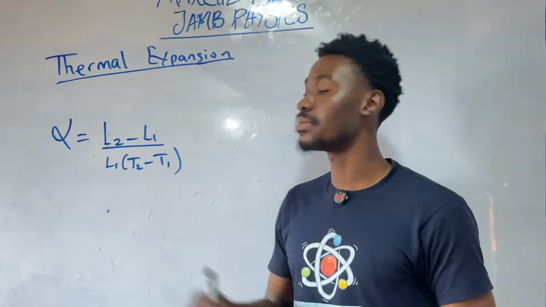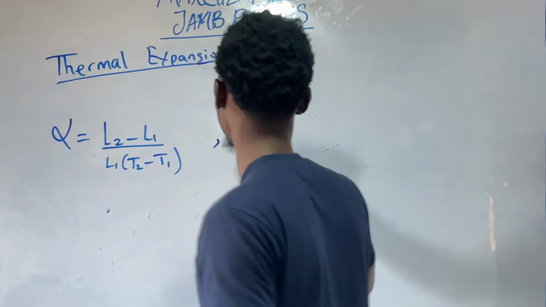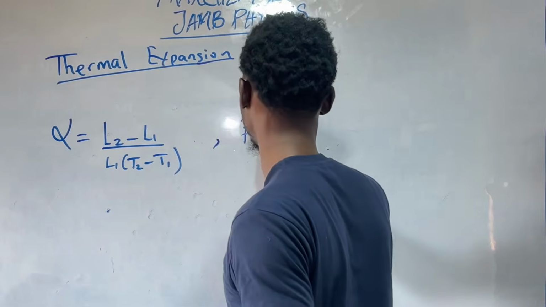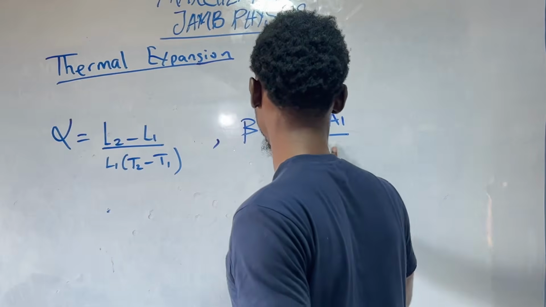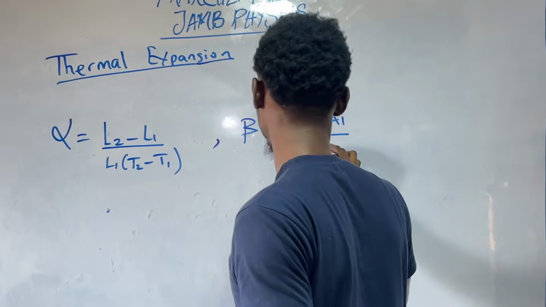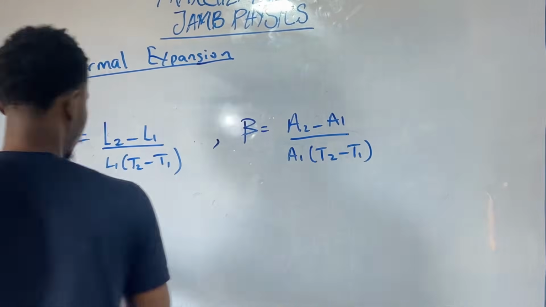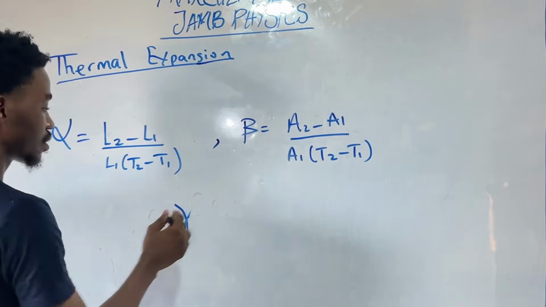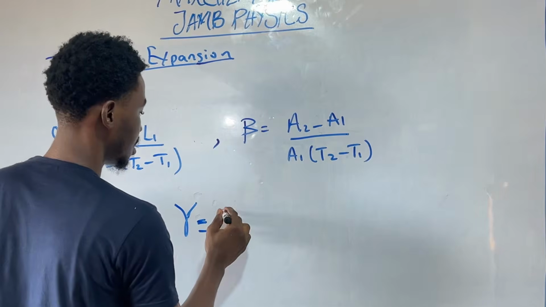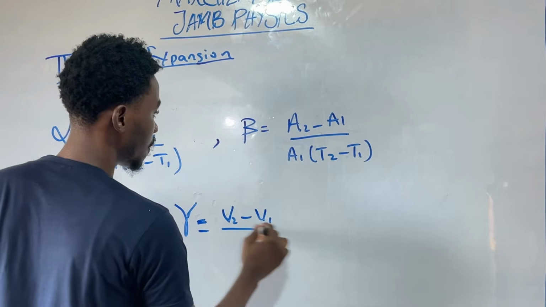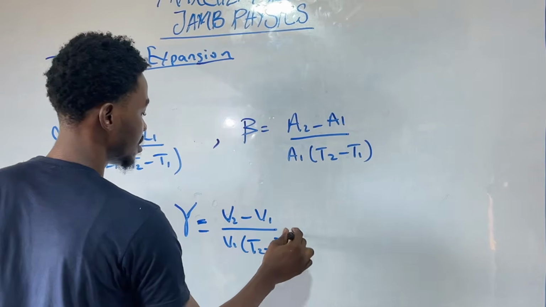So this is the formula for linear expansion. We also have superficial or area expansion, given as A2 minus A1 over A1 (T2 minus T1). And for cubic expansion, this is when we are talking about volume. For cubic expansion, it is given as V2 minus V1 over V1 in brackets (T2 minus T1).